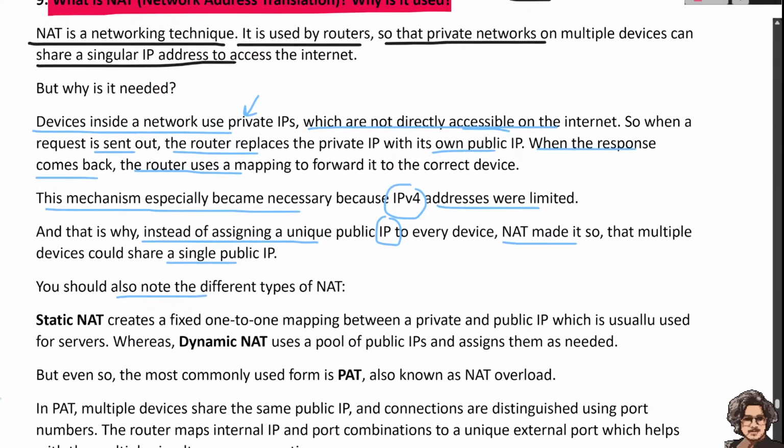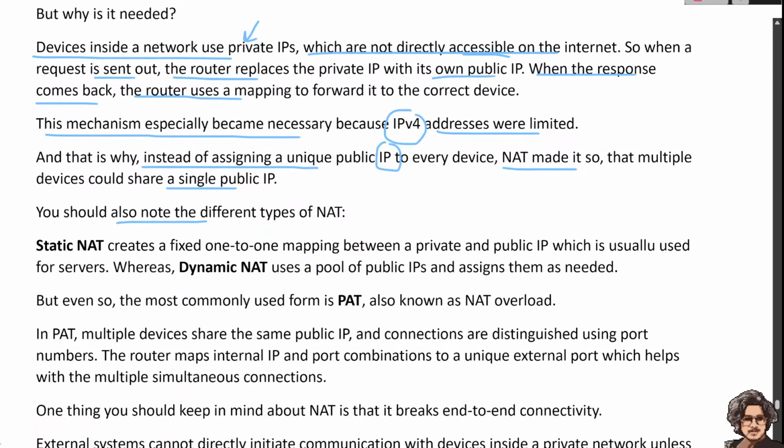Okay, there are two types of NAT. Static creates a fixed one-to-one mapping between private and public IP, which is usually used for servers. And dynamic, where a pool of public IPs is assigned when needed. So static is a fixed one-to-one mapping and dynamic is a pool of mappings.